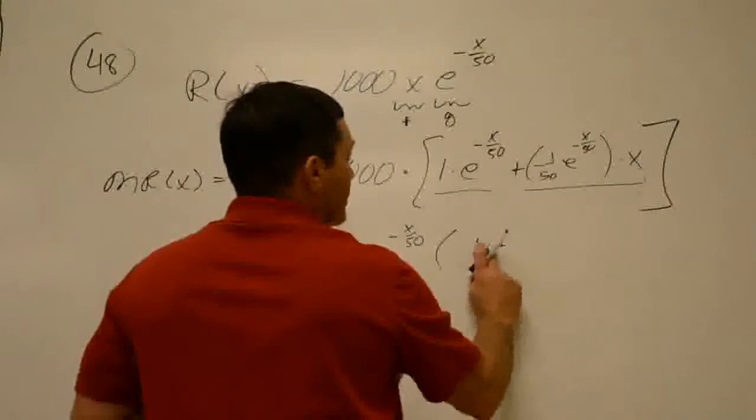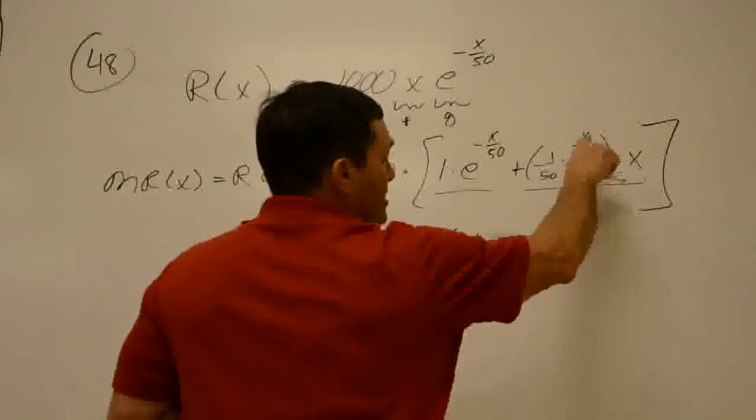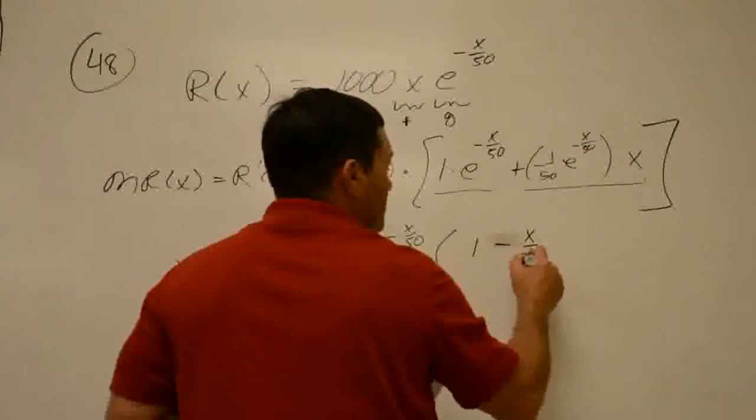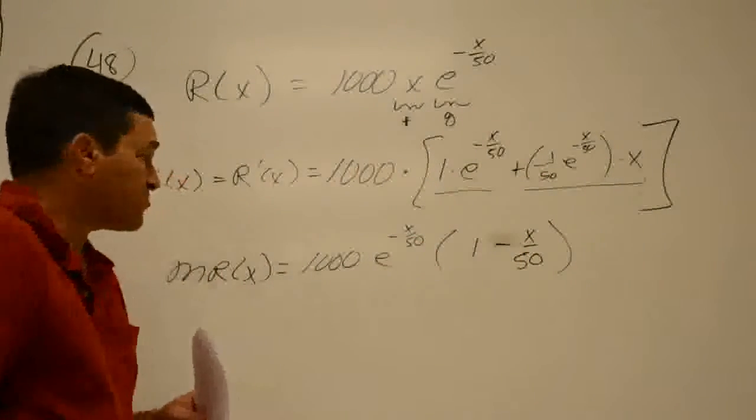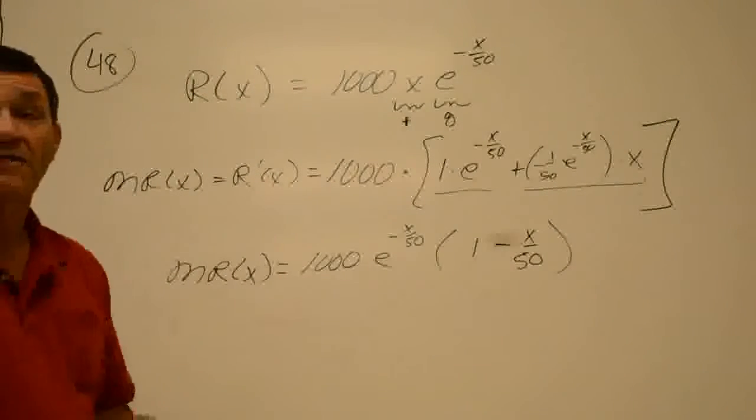I've got a negative sign there. So be sure, don't forget the negative, minus. And I factored the e to the negative x over 50 out, so I have an x times 1/50 to be x over 50. So there's your marginal revenue function for this revenue function. On number 48, that's all they asked us to do.